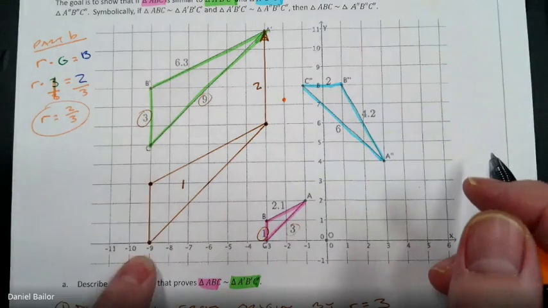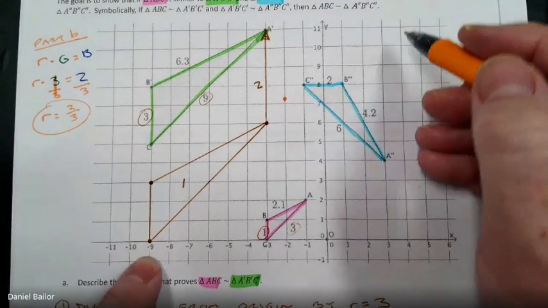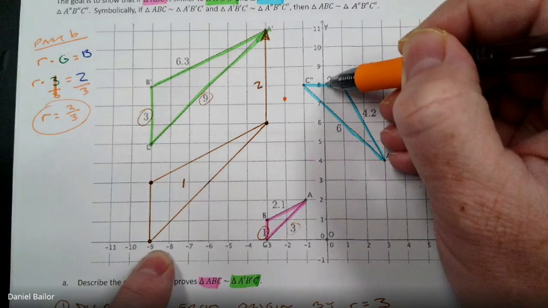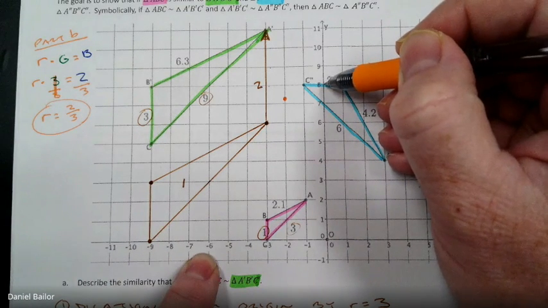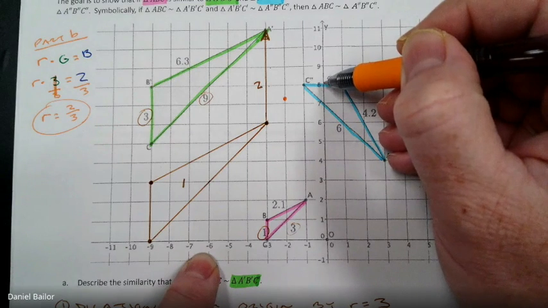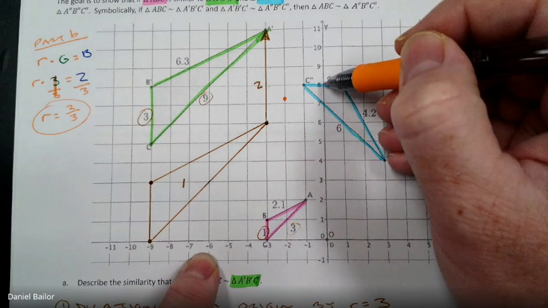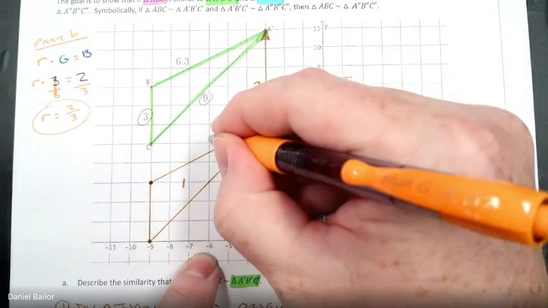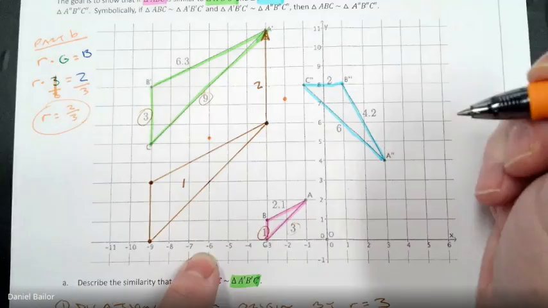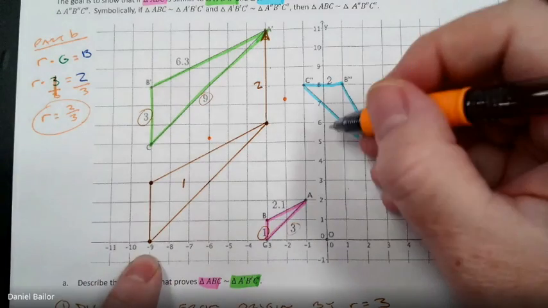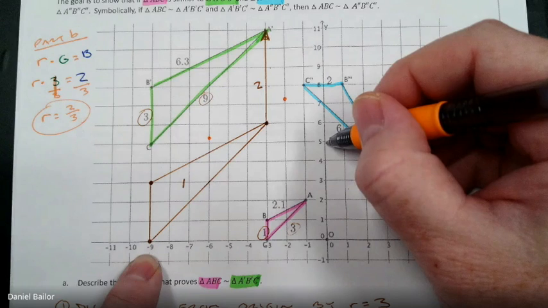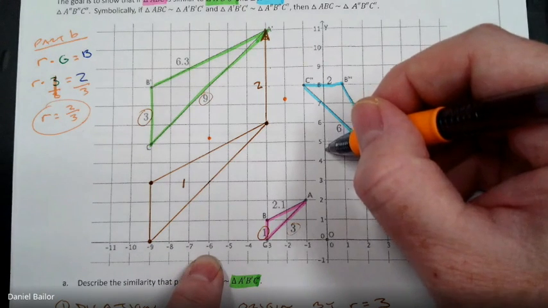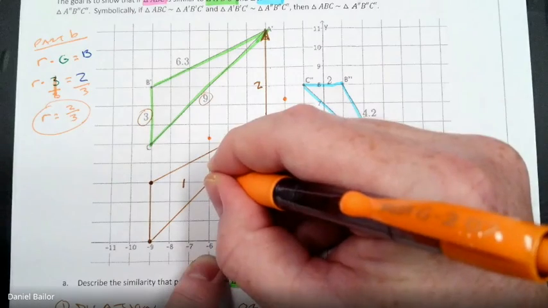Now over here, B is negative 9 and 8. Negative 9 times 2/3 is negative 6. 8 times 2/3 is 5 1/3. So I need to go to 5 1/3, which is right about there. C is negative 9 and 5. So negative 9 times 2/3 is negative 6. 5 times 2/3 is 3 1/3. So it goes about right there.